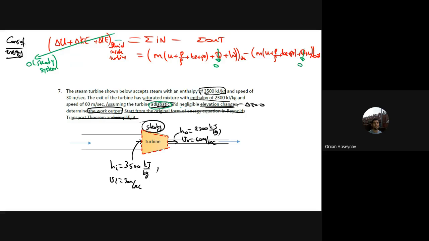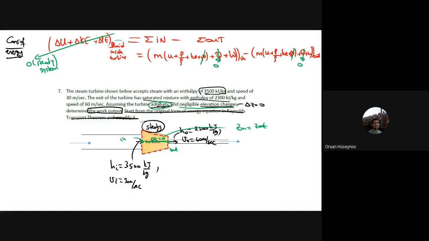And it says also negligible elevation change. So it means that when you have the inlet, this one is the inlet, and when you have the outlet, there is no height difference, whether it is inlet or outlet. So delta Z is 0, or you can say Z inlet is the same as Z outlet. Therefore, the potential energy changes are neglected. This one is the same.